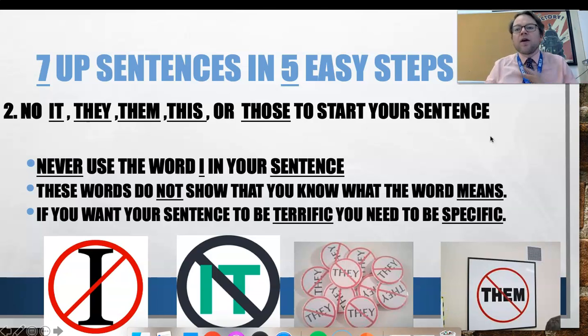Nowhere in a 7-up sentence should you ever use the word I. I know it's yours. Your name is on the page, your name is on what you hit submit on. I understand that it is yours. You do not need to use the word I. Why? These words do not show that you know what the word means. If you're just putting its and thems and all these unspecific words, I don't know that you know what that word means. And in the back of your head, you should always have this saying in social studies class: if you want anything, in this case a sentence, to be terrific, you need to be specific.